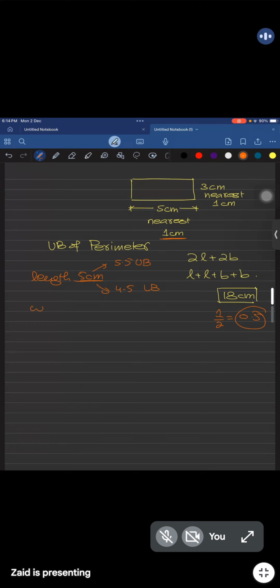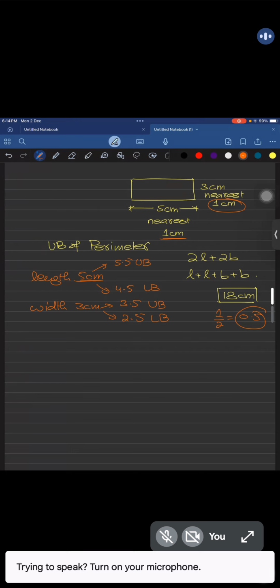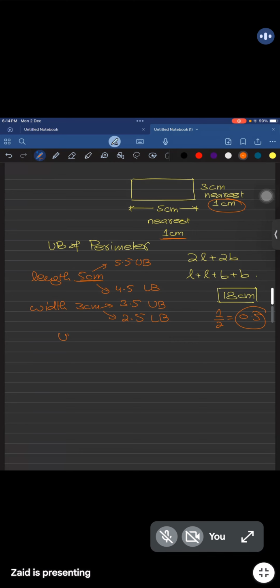And width is going to be 3 centimeter. For 3 centimeter, again it's nearest 1 centimeter, so 0.5. Half of that, so it's going to be 3.5 and 2.5. Clear? I'm supposed to find the upper bound of the perimeter, so I have to take everything that is upper. Upper bound of perimeter is 2 times length plus 2 times breadth, using the upper bound of length and upper bound of width. So 2 times 5.5 plus 2 times 3.5 gives you 11 plus 7. It gives us 18. Very good, Ziad. Perfect. Is that clear?